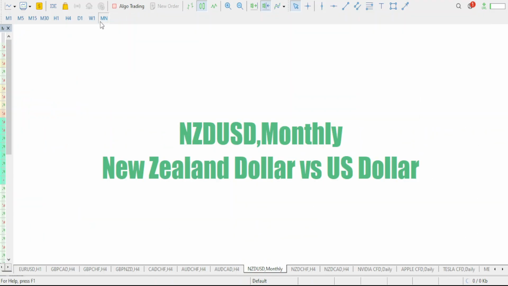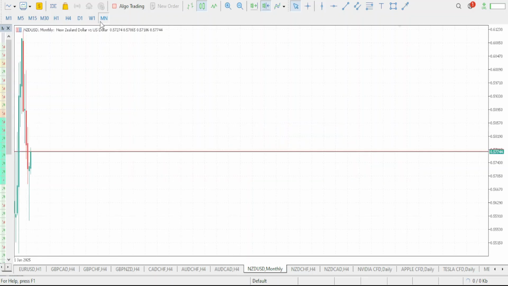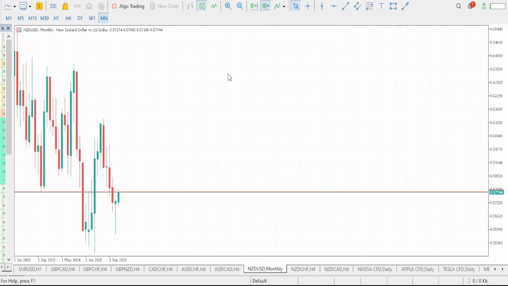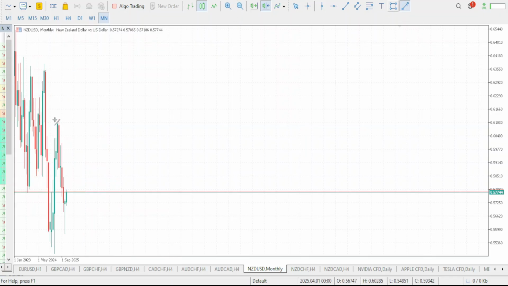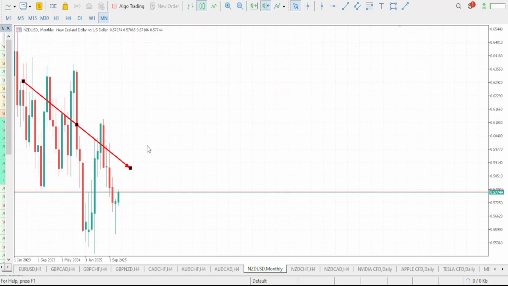So let's start with the higher time frame, which is the monthly time frame. We would want to understand the full and the bigger picture of this New Zealand dollar US dollar. You can see that here we are in a downtrend move on our monthly time frame, right? Monthly time frame says we are in a downtrend move.